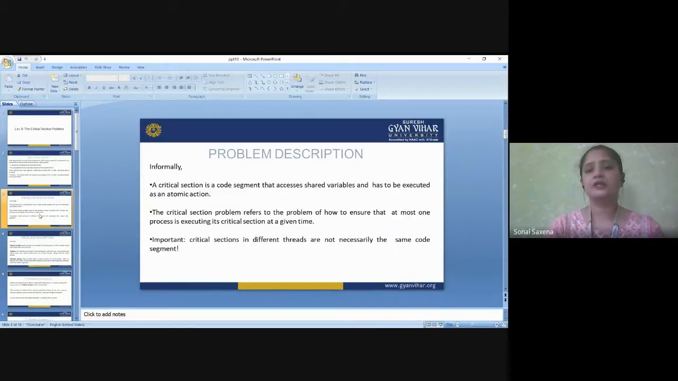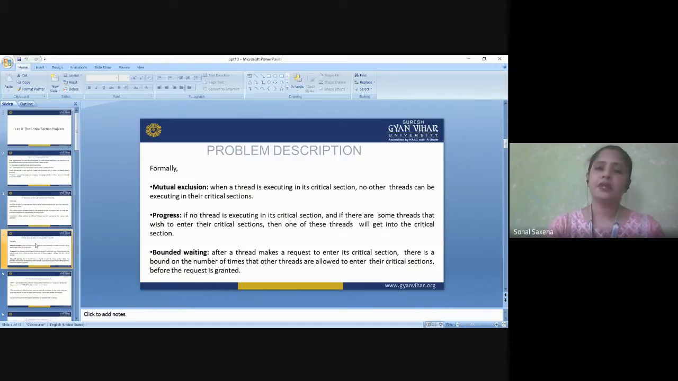So this is one major task: how could you prevent another process from coming inside the critical section of the other process? This is the major problem. The important note here is that critical sections in different threads are not necessarily the same code segment. Keep this in mind: when running a critical section, in different threads it is not necessary that they have the same code. There could be different code for them.